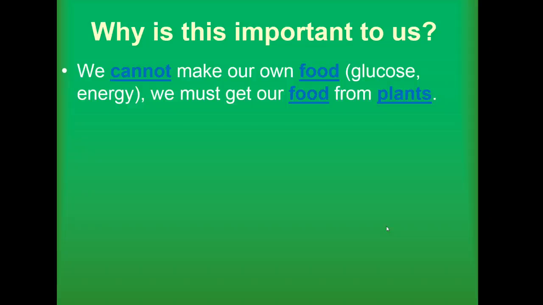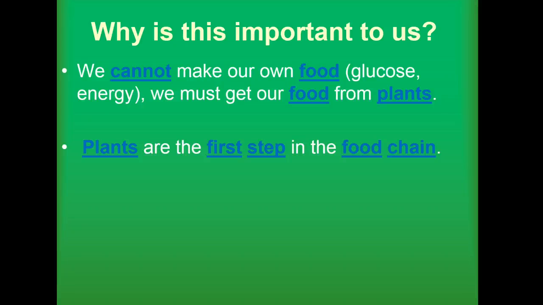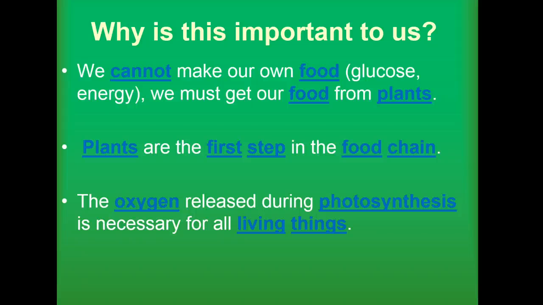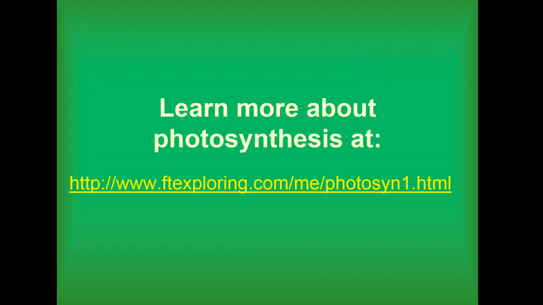So since we cannot make our own food, we have to get our food from plants. And whether you're eating a plant directly or you're eating something that has eaten a plant, you are getting your food from plants. Plants are the first step in the food chain, besides the sun, of course. The oxygen released during photosynthesis is necessary for all living things. The majority of the oxygen generated on this planet is generated in the rainforest. Think about it. Rainforest, lots of plants, lots of photosynthesis going on, lots of energy being produced.